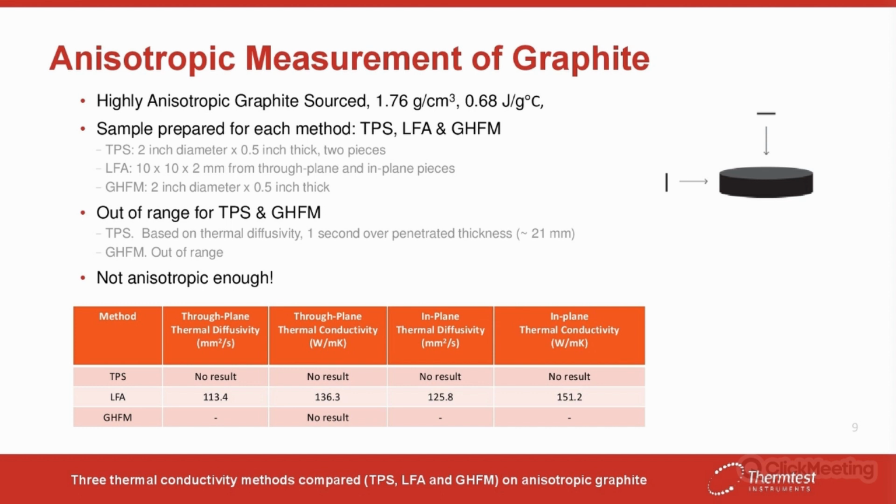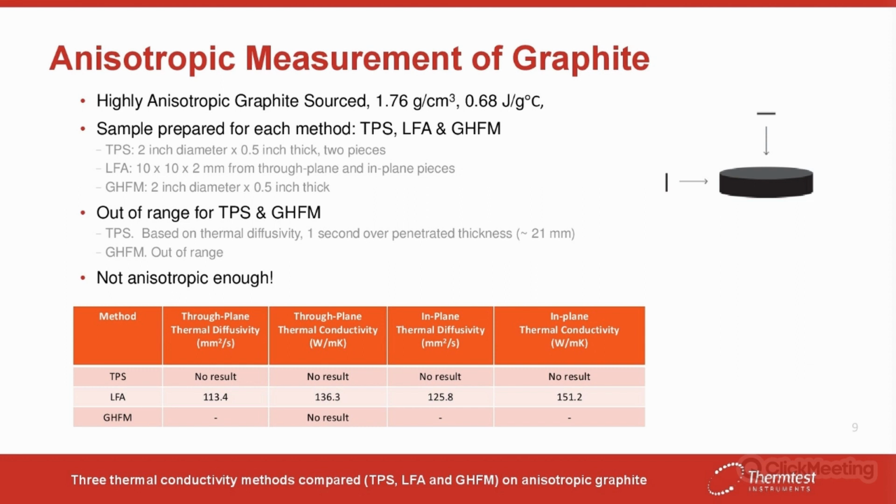So let's discuss one of the materials we sourced, as by the name of the presentation, was graphite. We sourced what we thought, based off of the supplier, was going to be an anisotropic graphite. Well, we prepared samples, started making measurements, and we realized that it was in fact not very anisotropic. So what did that do? Well, you can see from the laser flash, we prepared samples of 10 millimeter square, for each direction, one through the thickness or through plane, and the other in plane. That method measured very well because of the small sample size that it requires, and we have good, valid values of diffusivity and conductivity for the two directions.